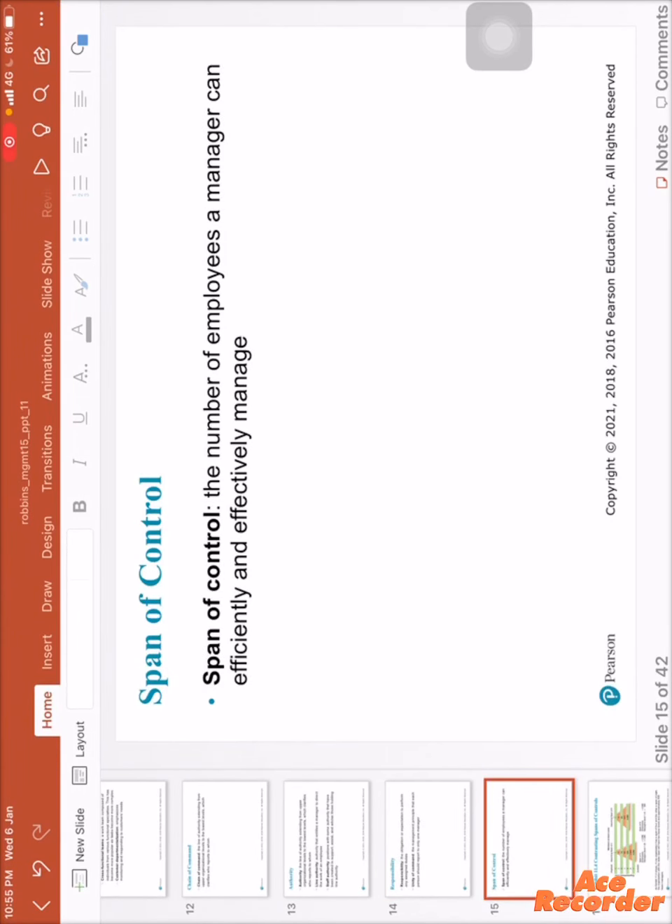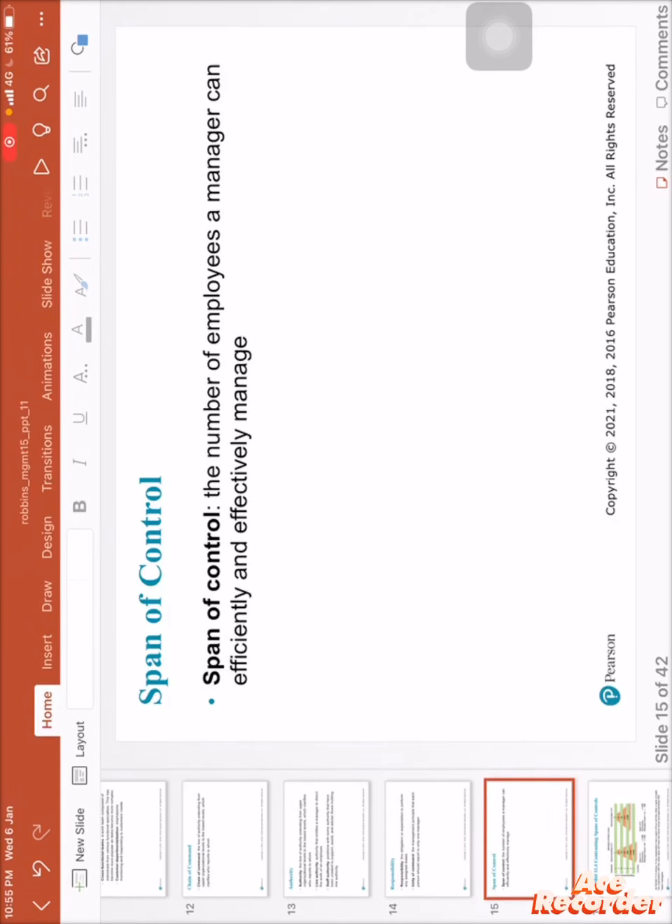Alright, then the span of control. The next one is the span of control, which is how large our subordinates are, how large the subordinates we manage are. Basically, the fewer the number of our responsibilities towards the employees, the more efficiently and effectively it could be managed. Okay? But now it might be true for certain types of organization.